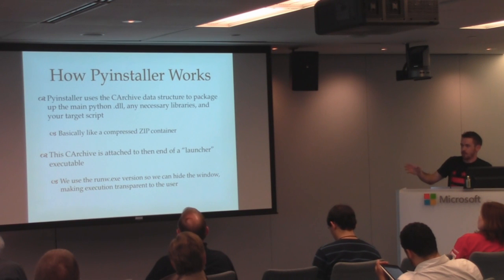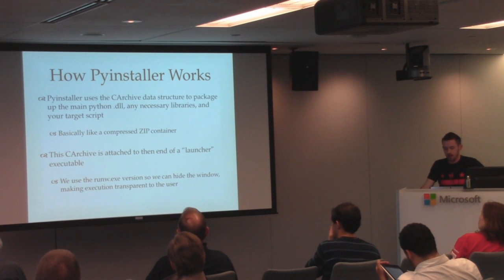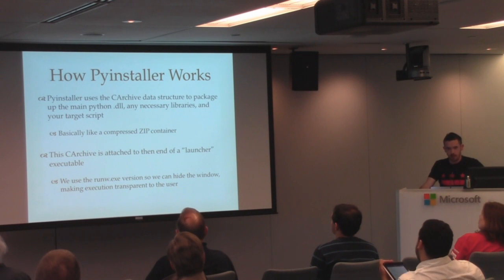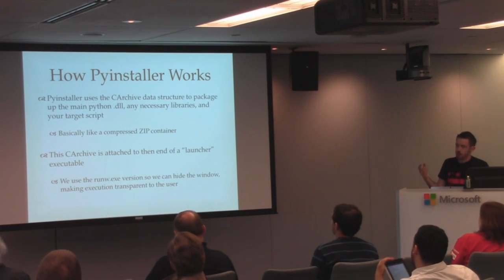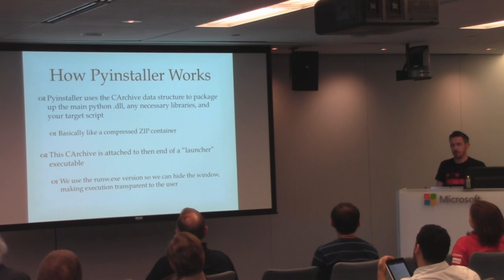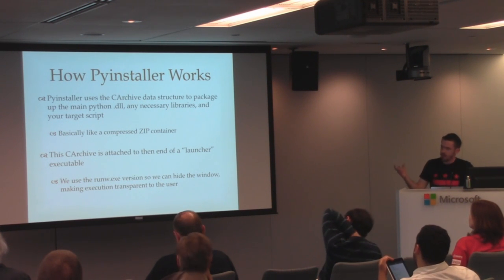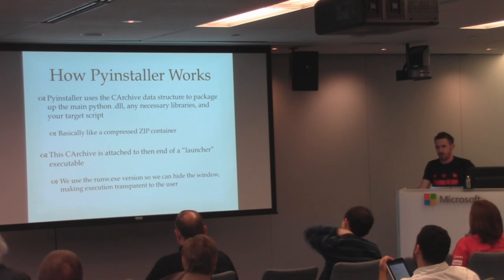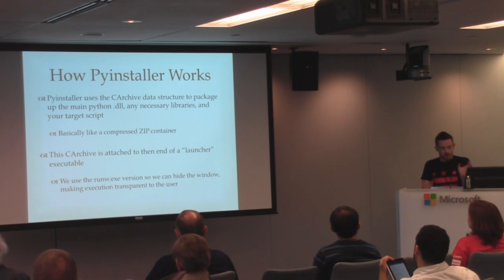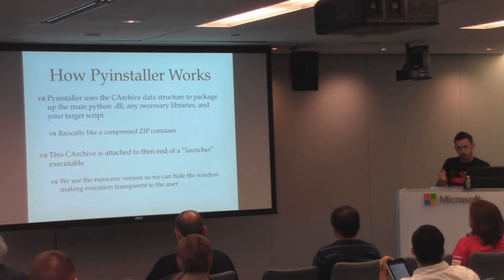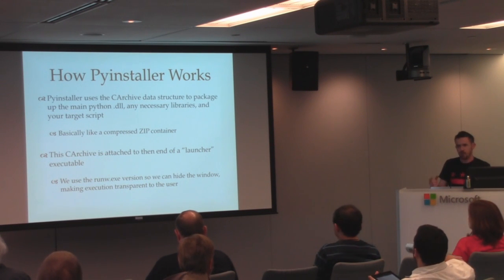For the next few slides, I'm going into the weeds on exactly how PyInstaller works. It uses a C archive data structure to package up the Python DLL, any necessary libraries, and your target script, whatever you're using to actually run, whether it's a Dropbox program, a shellcode injector like PyInjector, or a native Metasploit stager. That C archive operates basically like a compressed zip container. Then the archive is attached to the end of a little launcher executable. I'll have a diagram here in a second. And there are several versions of this little launcher executable.